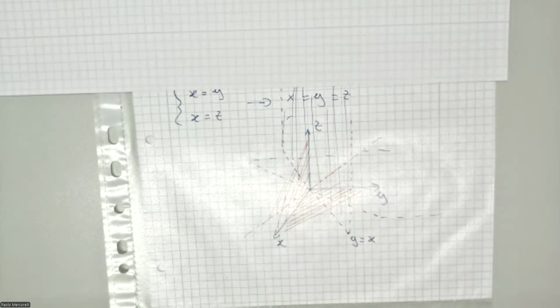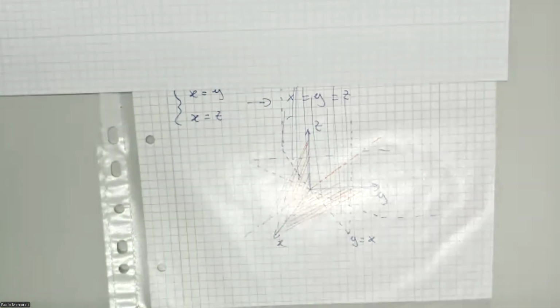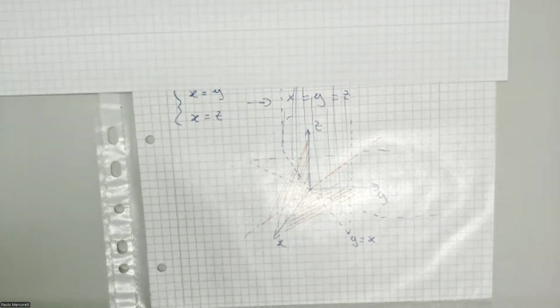Then I don't know if it's visible, these two planes. We have a blue plane, which is characterized by Y equals X, or X equals Y. I will try to explain later. And then we have a red plane, which is characterized by X equals Z. Let me see if I'm able to explain, to interpret what I intend.